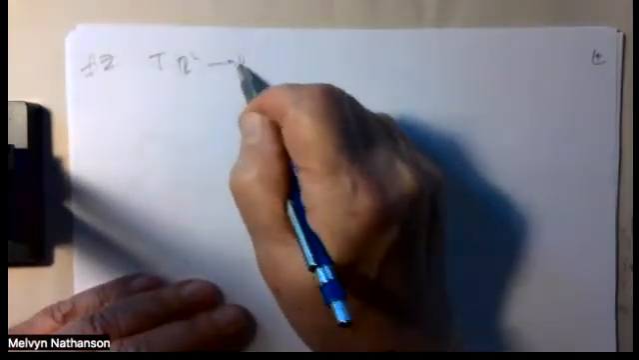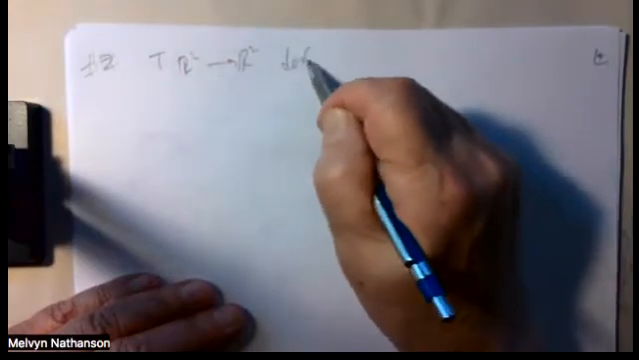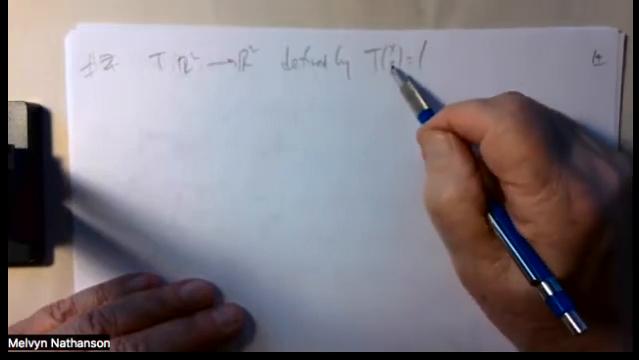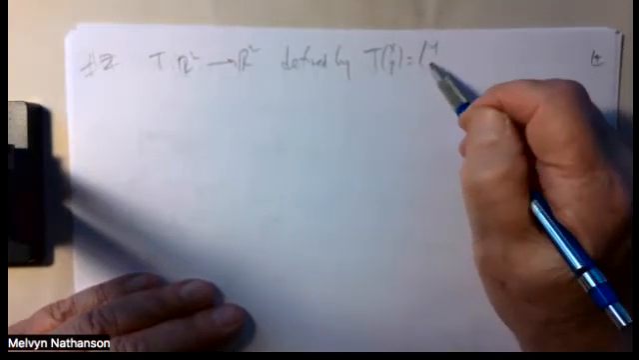All right, that's a pretty problem. Let's look at number 2. Number 2 is another nice function. T from R2 to R2 defined by T of the vector XY. It moves the second coordinate to the first coordinate and makes the second coordinate 0.